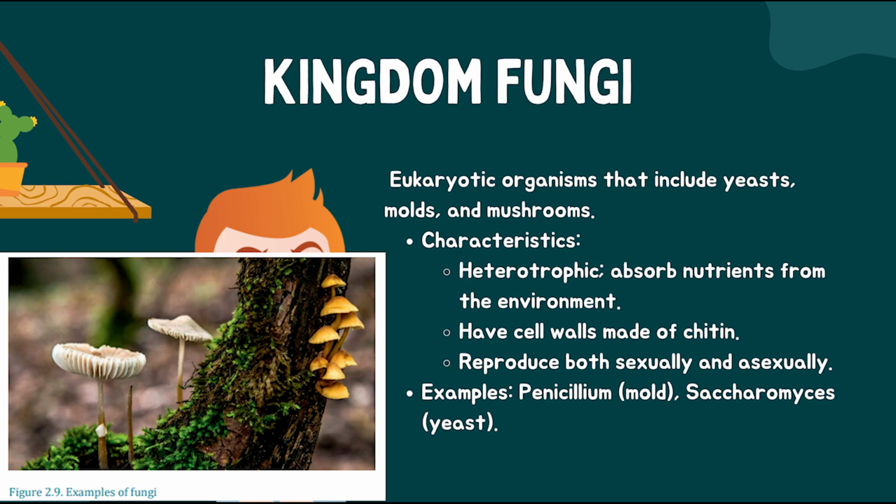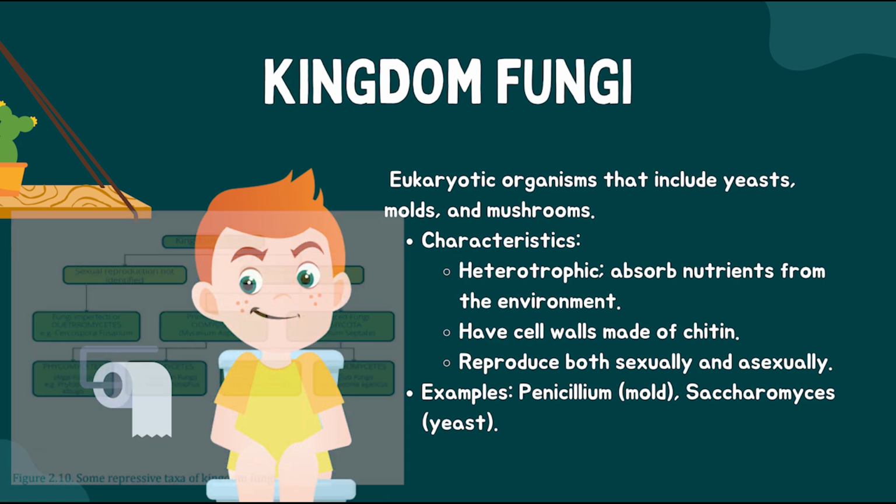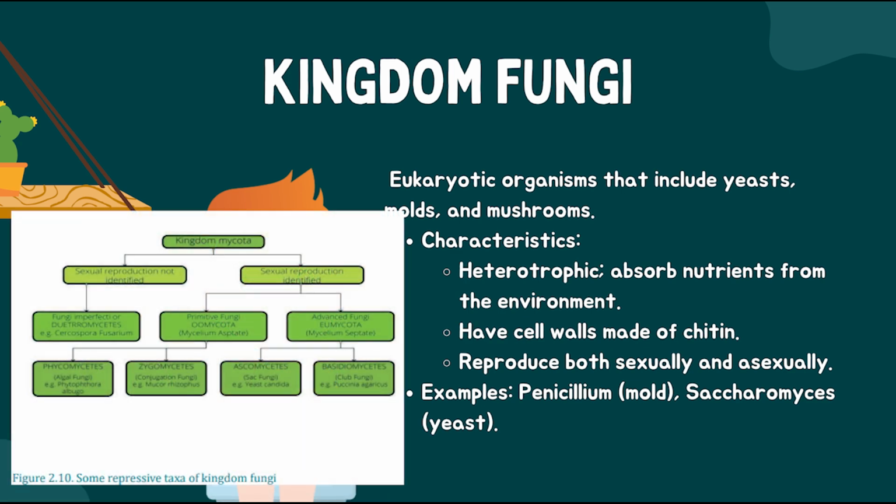Next up, the fungi. These organisms are heterotrophic. They get their food by absorbing nutrients from their surroundings. Here are the major characteristics. Their cells have walls made of chitin, they reproduce using spores, and they are decomposers, breaking down dead matter. Examples include penicillium, used to make antibiotics. Yeast helps make bread rise.